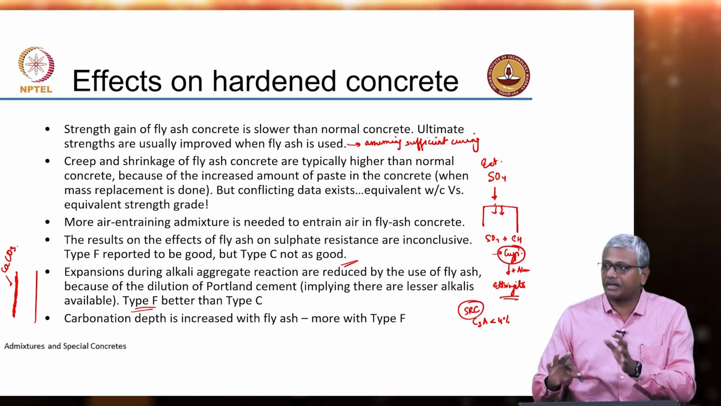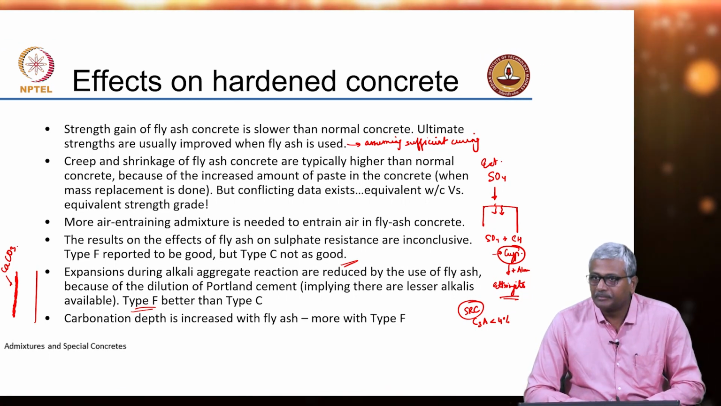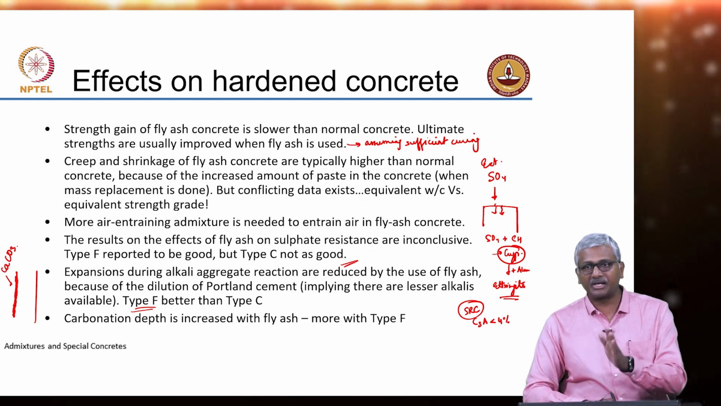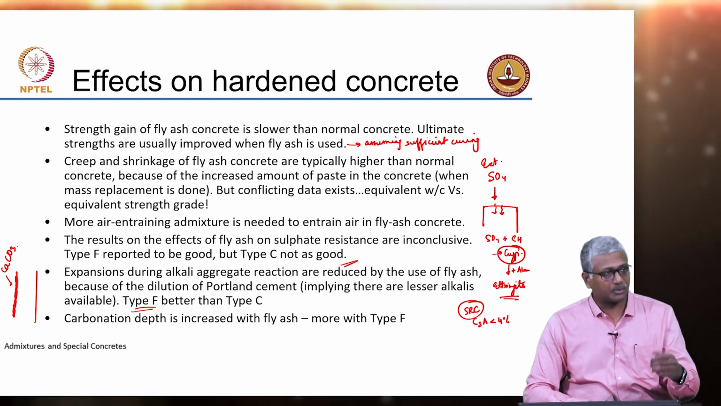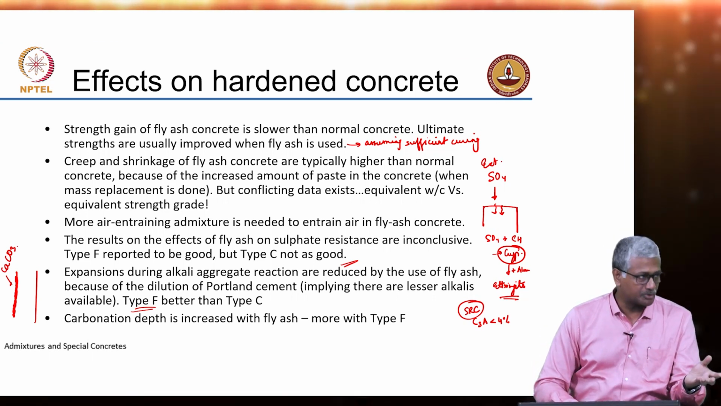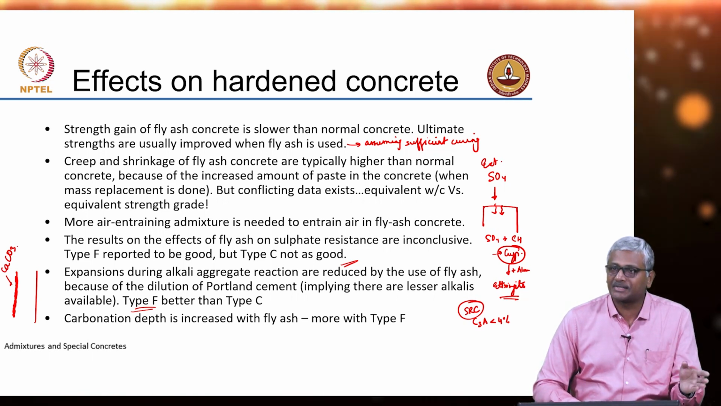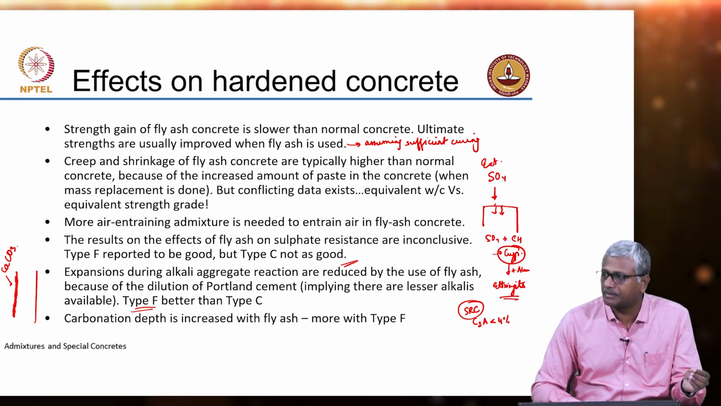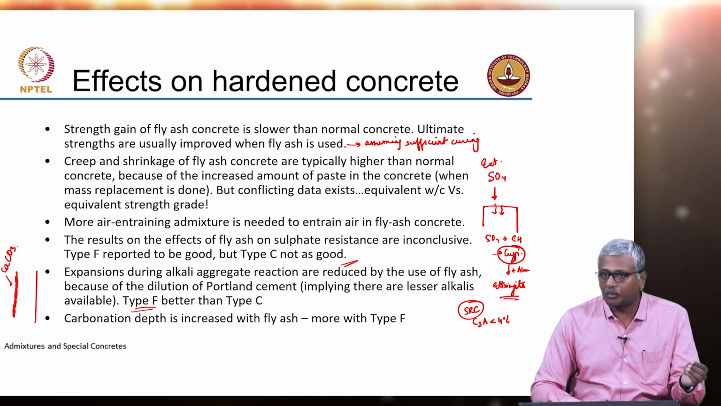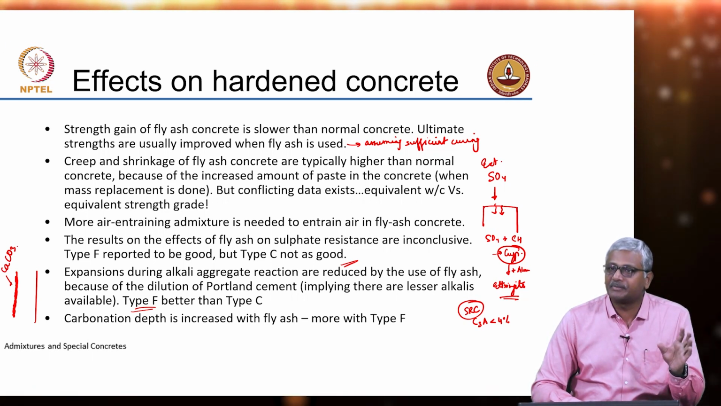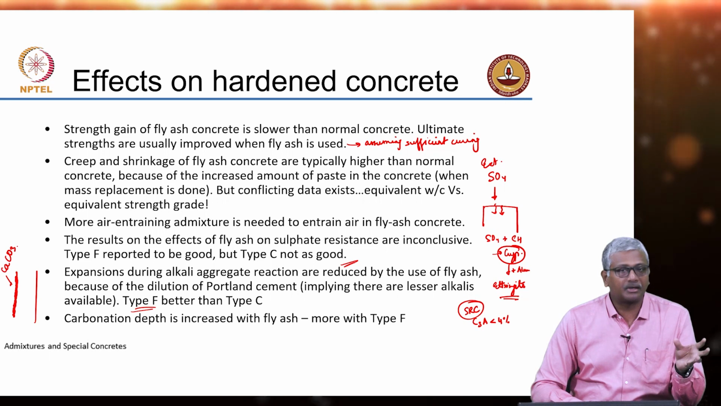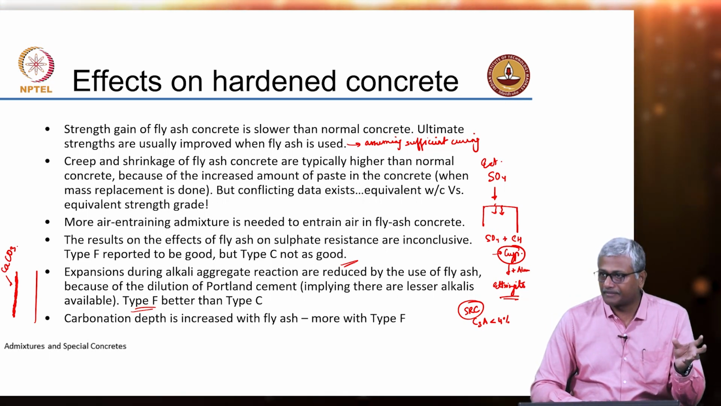It is a complicated thing to understand. We know that CO2 reaching the level of the steel surface will lead to initiation of corrosion, but we also understand that if you do not have sufficient moisture availability, you will not really get propagation of corrosion. So, your blended cements may have a conflicting role in such cases.